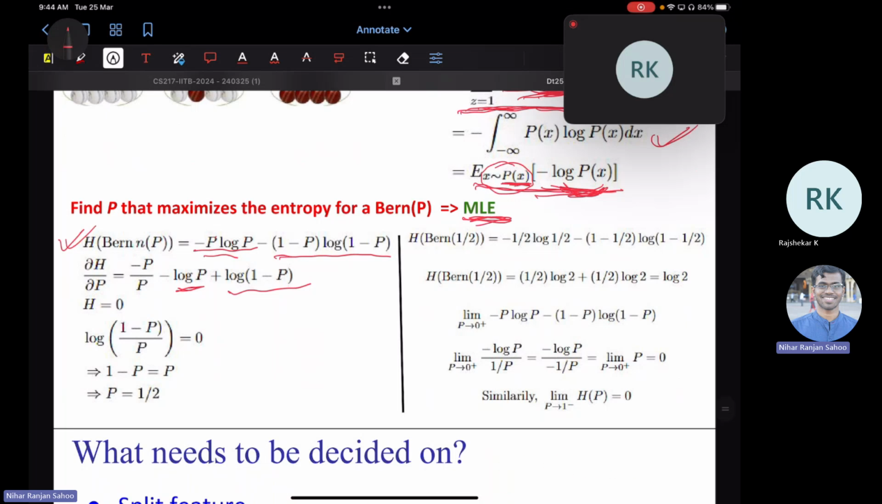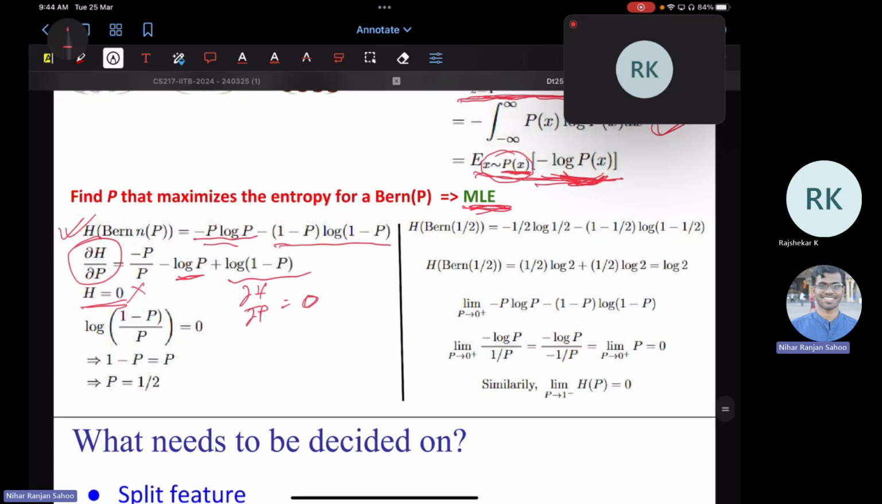So that will convert into plus. So now what's our target? We have to equate it to 0. Whatever this del h by del p we got, we have to equate it to 0. So this is not correct. This has to be del h by del p equated to 0. If you equate it to 0, okay, so this is not updated. Then you will get this formulation and you will get P equal to half.